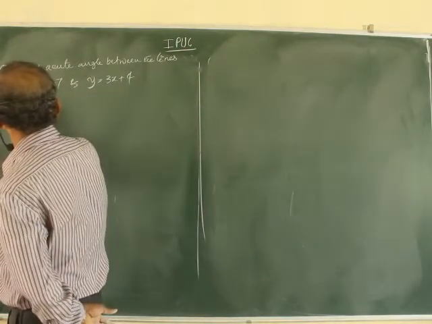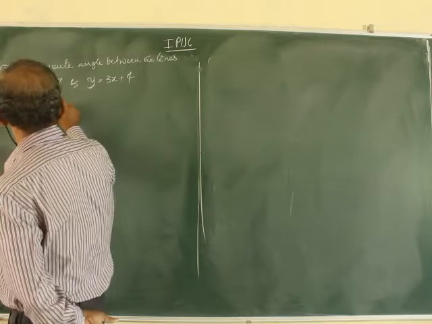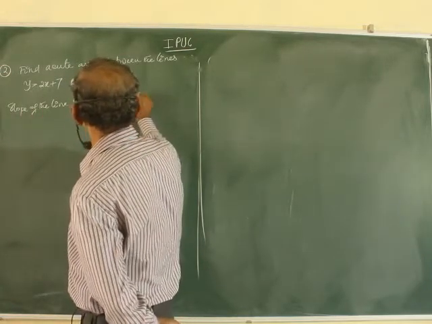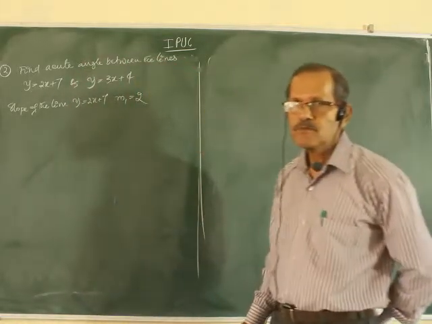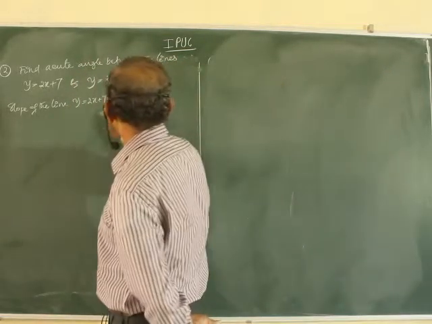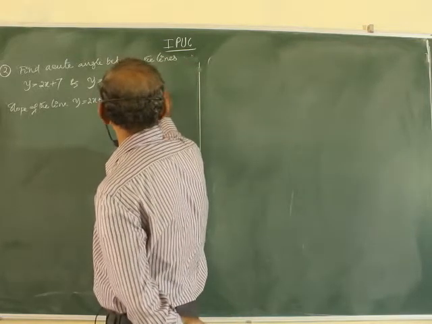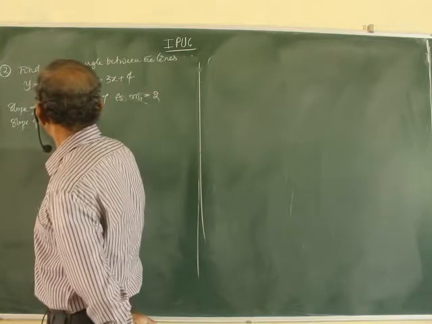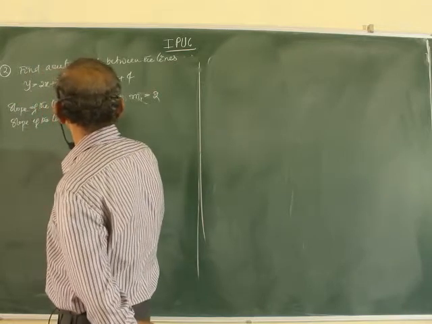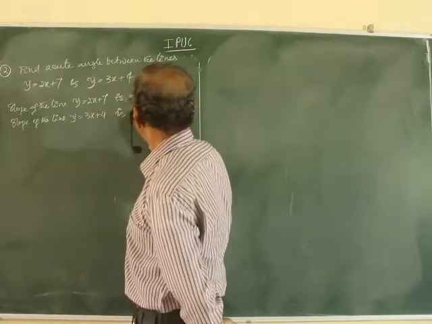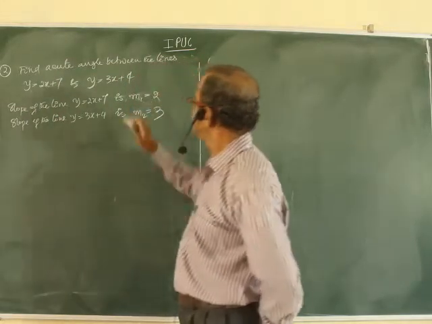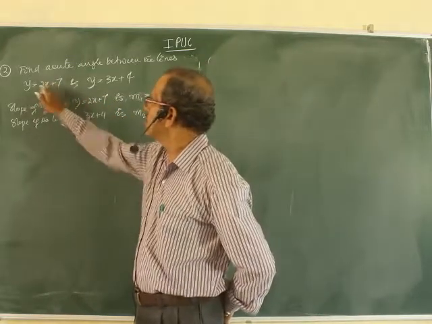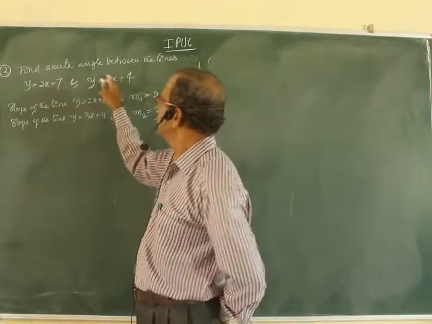Slope of the line y equal to 2x plus 7, m1 is 2. Slope of the line y equal to 3x plus 4 is m2 equal to 3. Y equal to mx plus c, m is 2. Y equal to mx plus c, m is 3.